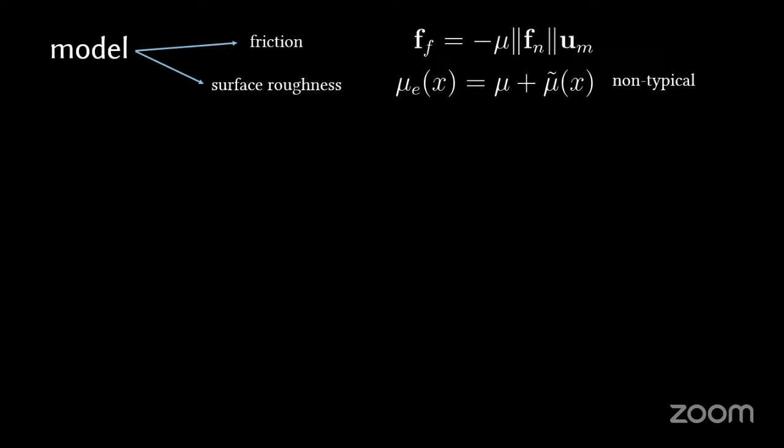You have this mu e term, which is the coefficient of friction that varies across the entire object, because the entire object might not have the same coefficient of friction. And then you actually have the friction calculation, which is simple. You take the coefficient of friction, multiply it with the normal forces, and then you also have the direction where the friction is applied.